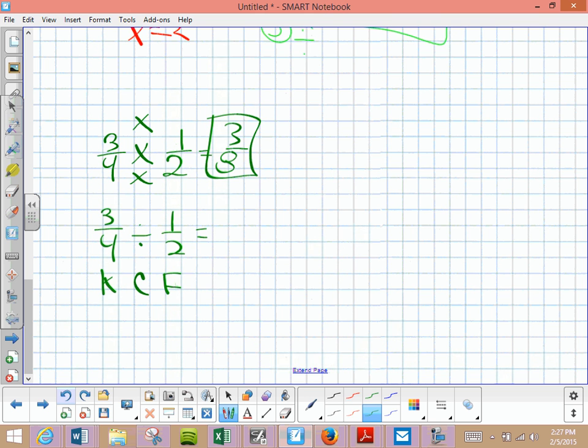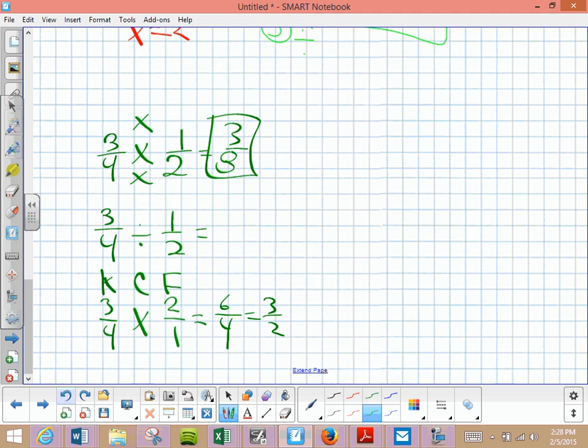Keep, change, flip. You keep the first fraction, you change the sign to a multiplication, and you flip the second fraction. Now you have a multiplication, you can multiply across. We really don't divide with fractions. We just multiply. So that'll be 6, and that'll be 4. And now you can simplify this to 3/2. Because that's the rule. You could have change, keep, flip, or flip, change, keep. It doesn't matter how you do it as long as one of them is flipped.